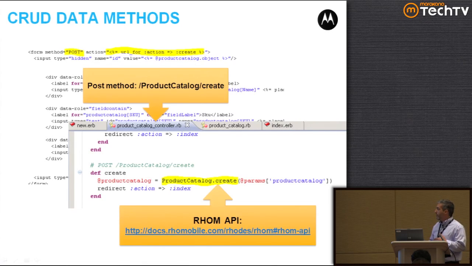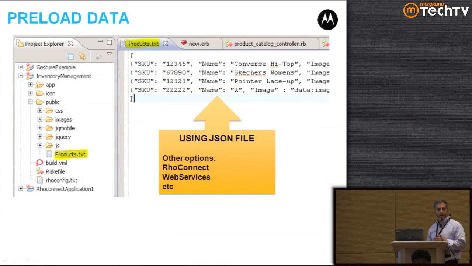Okay. There's a URL here. It's on the docs website. If you go to the RHOM API section, you'll see a full list of APIs.